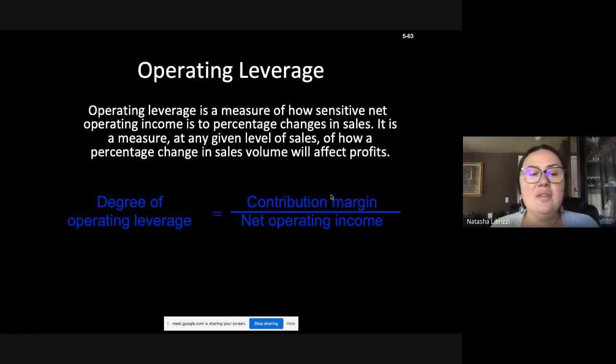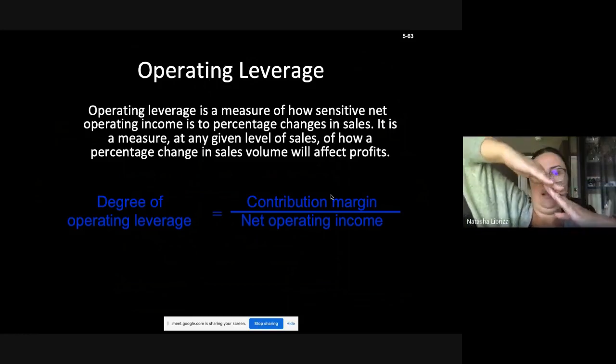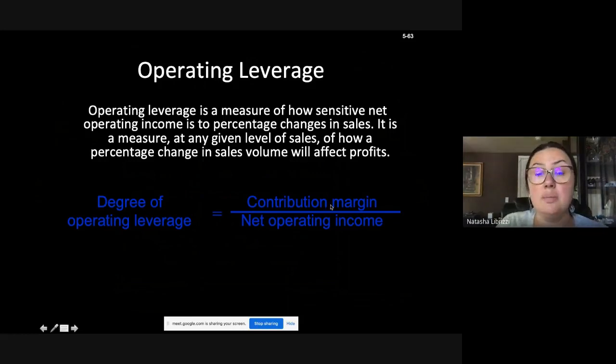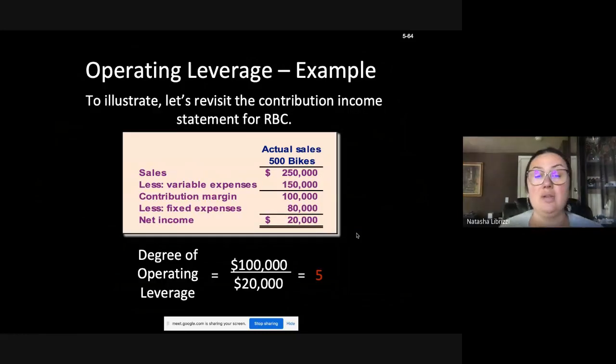So the degree of operating leverage measures how sensitive net operating income is. Because remember, the longer the board, the higher the seam, the higher the teeter-totter goes. It is a measure, at any given level of sales, of how a percentage change in sales volume will affect the profit. So all we're going to do, we already have calculated all of this. We take our contribution margin and divide it by net operating income.